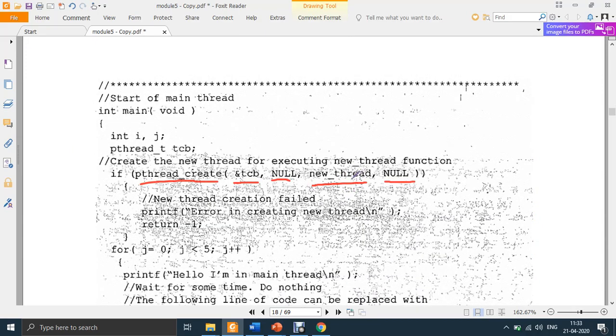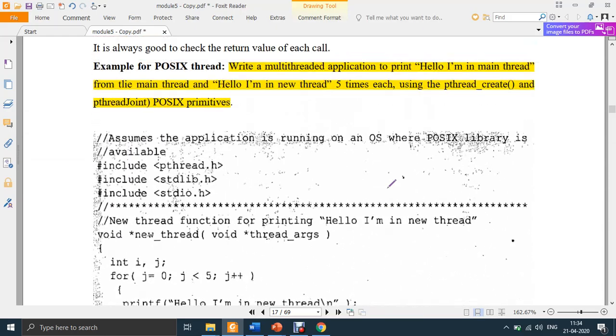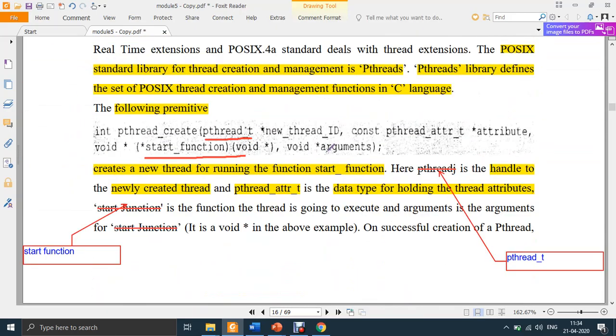So the name of the function is new thread. For new thread, you are creating a new thread. This is the function for which you are creating a thread. To execute this function, the thread will start to execute. And the last one is null, so no other extra parameters are passed.